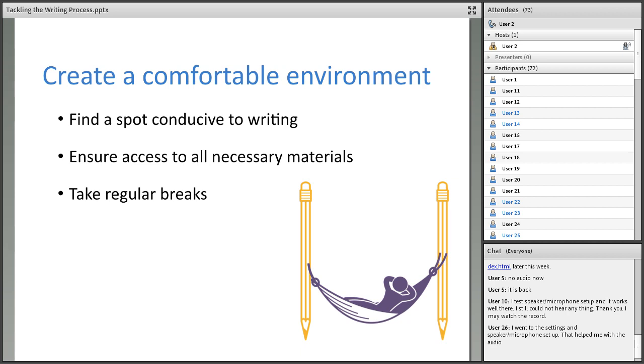An important thing to remember is that no matter what kind of environment you use, you should take breaks regularly. Get up, walk around, stretch your legs, and clear all the clutter from your mind.